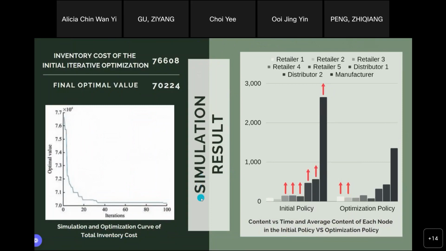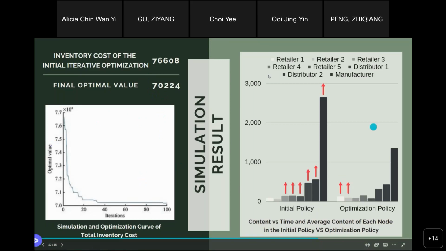So after running 100 iterations of the simulation-based optimization model to output the inventory cost optimization result, we get the inventory cost of the initial iterative optimization as 76,608, and the final optimal value is 70,224, which is shown in the graph on the left-hand side.